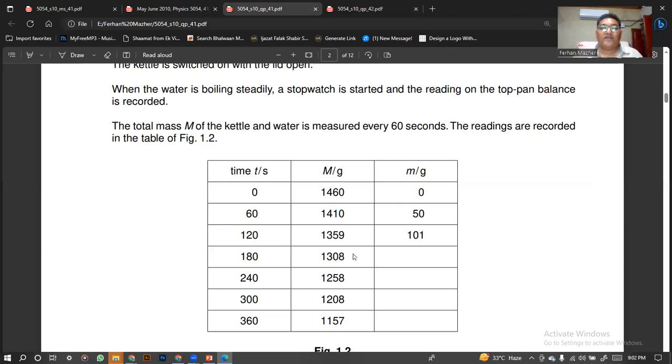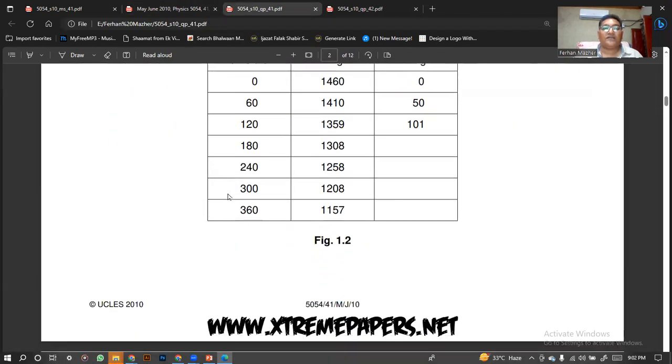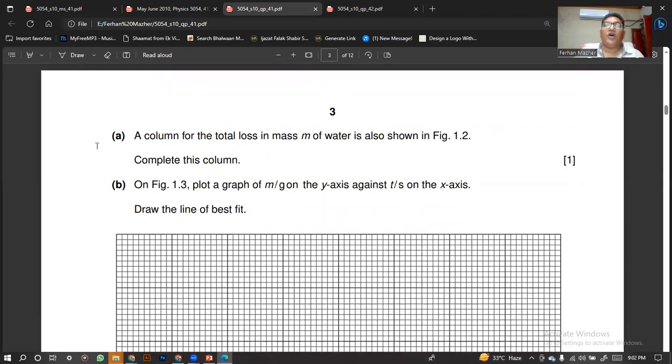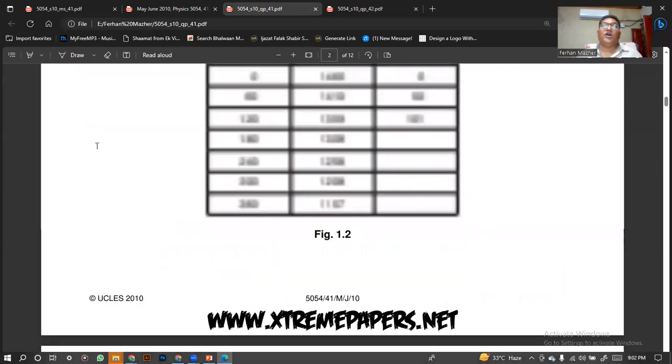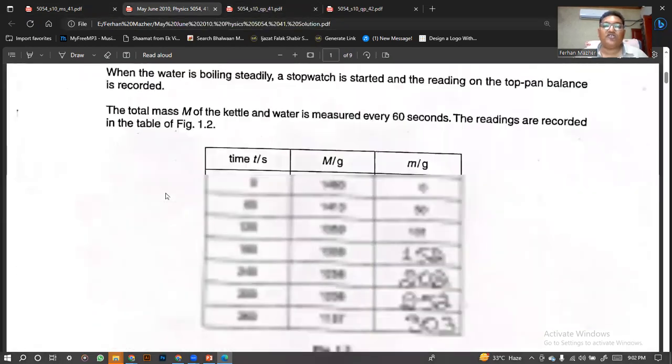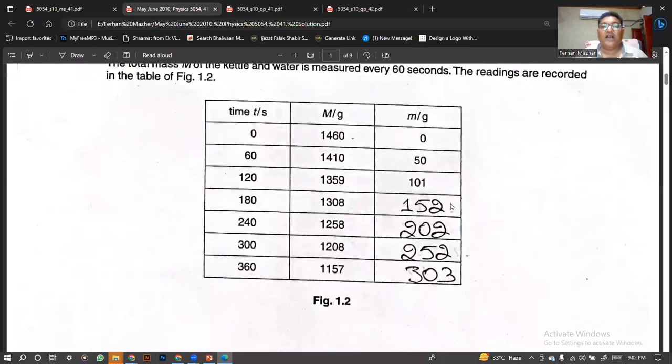So in this way, from 1460 subtract 1308, from 1460 subtract 1258, from 1460 subtract 1208, from 1460 subtract 1157, and you will get the mass which is lost. Okay, so it says the column for the total loss in the mass, which is represented with the small m of the water, is also shown in the figure 1.2. Complete this column. So they want us to complete this column. Okay, this is figure 1.2. I have done this, and let me show you. So it will be 152 grams.